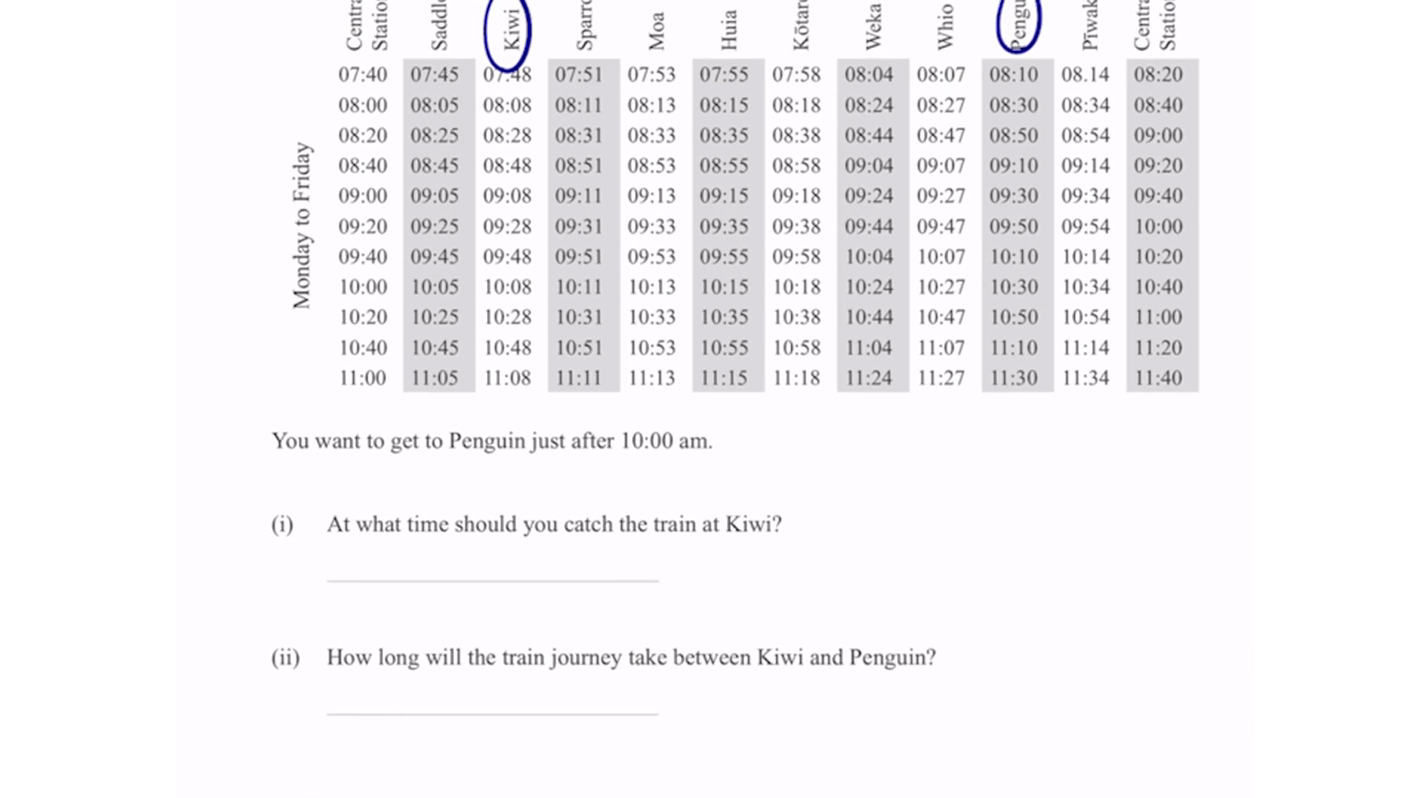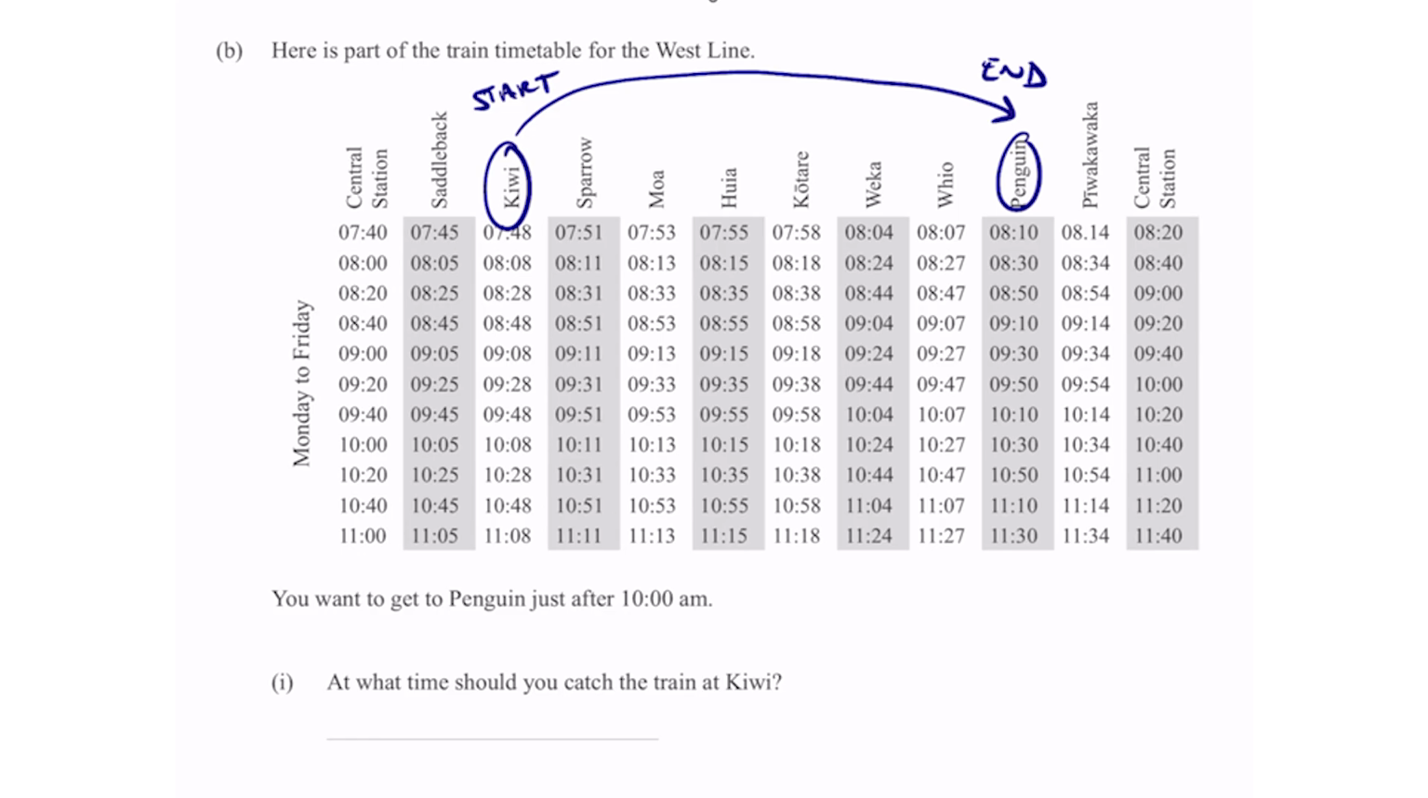So if we want to get to Penguin just after 10, we better start at 10 o'clock at Penguin and then work our way back to determine what time we should catch the train at Kiwi. If we want to get there just after 10, we're going to go to our Penguin column and look for a number which is over 10. So if we go down, we can see here we've got 10 past 10. So that's just past 10. That's the first train after 10.